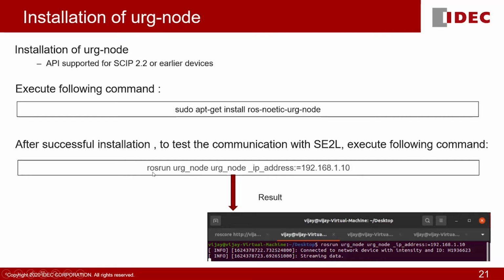Right. So once it is installed, to check whether it is communicating with the SE2L, we just need to execute this command: rosrun urg_node with the IP address of the SE2L. A few slides back, I mentioned that the IP address which I've set for the SE2L is 1.10. It is something like a pinging operation, but in this case we are actually trying to open the port. Once I execute this command, I'll get the unique ID of that specific SE2L, and it will say that it is streaming data. That means the port has been opened and it is sending the data.